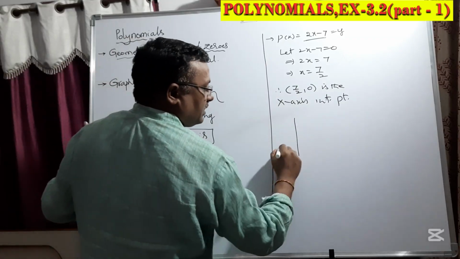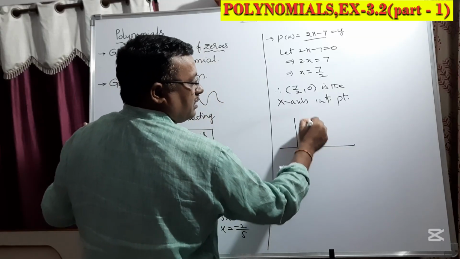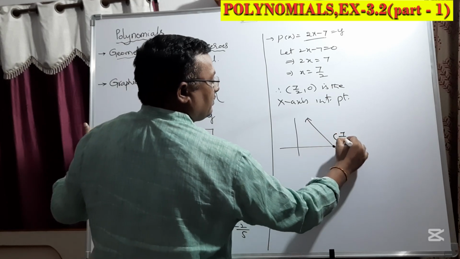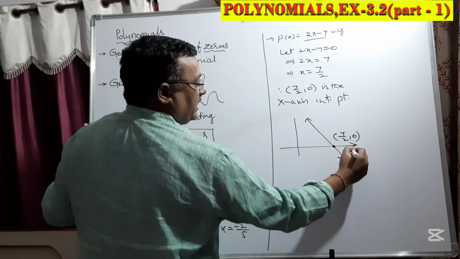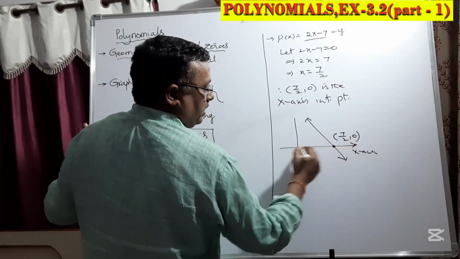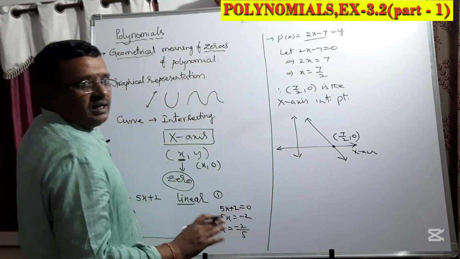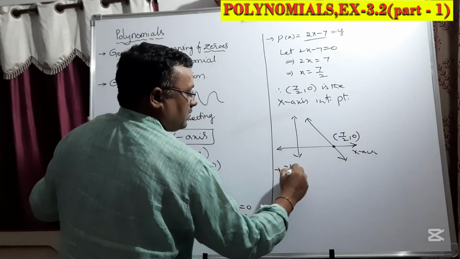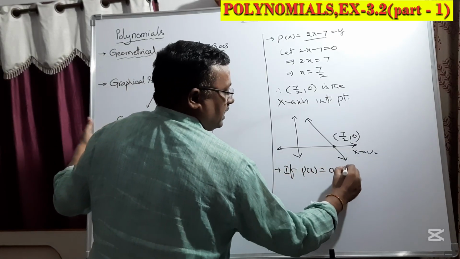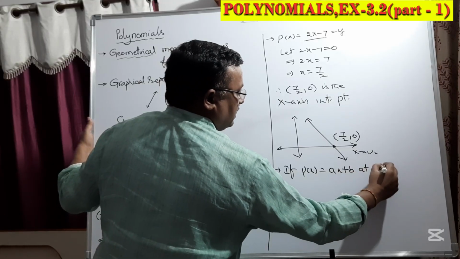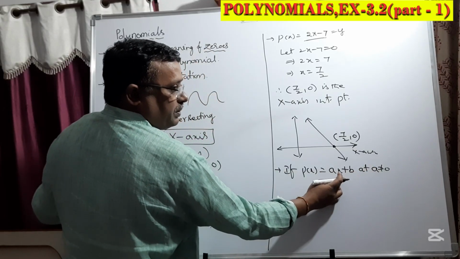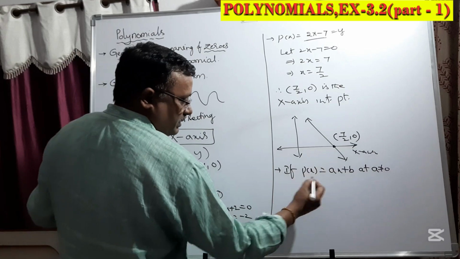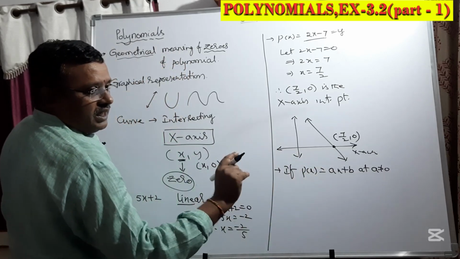So, in the Cartesian system, the straight line is going to intersect the x-axis at a point, that one is (7/2, 0), because on the x-axis the y coordinate is always 0. Is that clear? What is the generalization of this concept? If p(x) = ax + b, where a is not equal to 0, the highest power of the variable's coefficient should not be 0, then it is representing a linear expression.